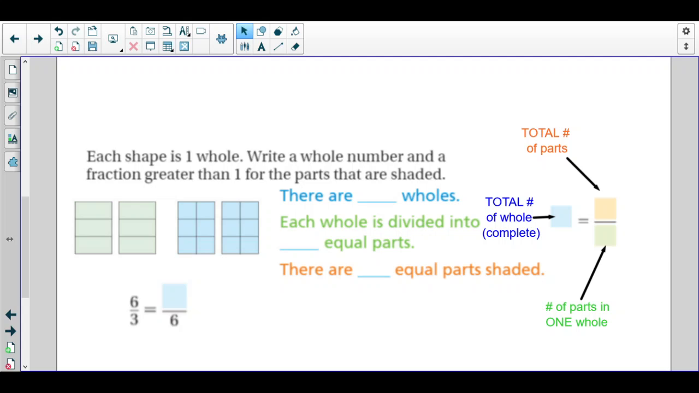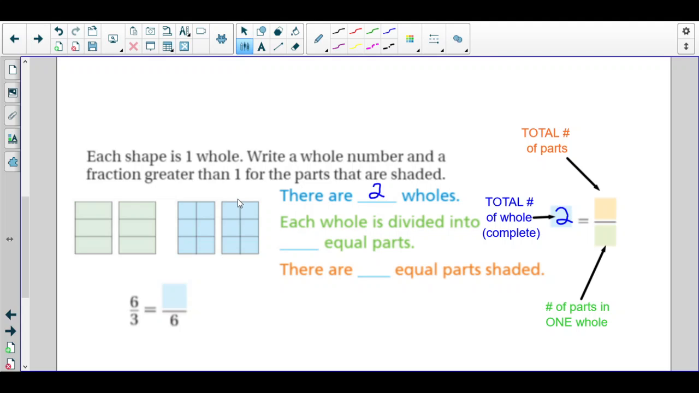All right, so in the original question, we need to find 6/3 is equal to something over 6. And each of these represents one whole. So how many wholes are there? Right here we have 1 and 2. So we have 2 wholes. And that would be right here.